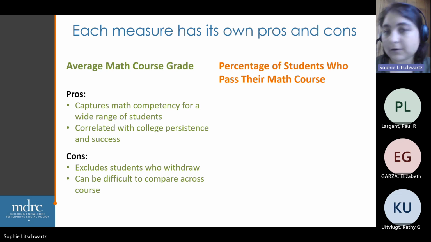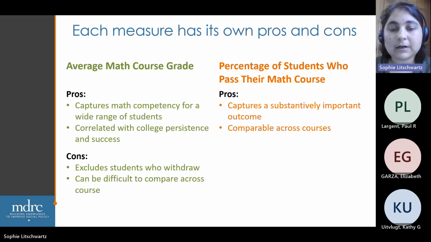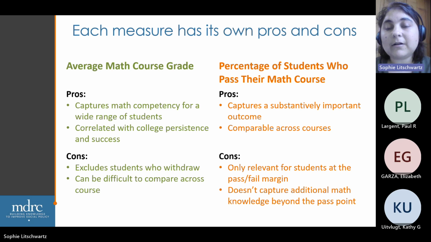Or I could also look at the percentage of students who pass their math course. This is good because it captures a substantively important outcome. It's more comparable across courses. But I'm going to have this problem where it's only relevant for the students on the pass-fail margin. And to the extent it's relevant for those students, it's only going to show me improvements I made just to get students from failing to passing. If they learn more, I'm not going to see that when I do my evaluation.